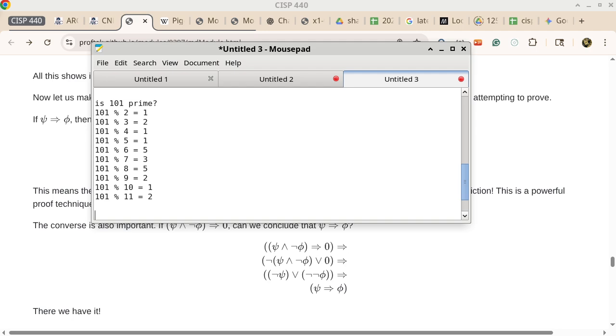Can I stop at this point, or do I have to go all the way at least until we prove that 101 mod 51 has a non-zero remainder? Or can I stop right here? Hmm?